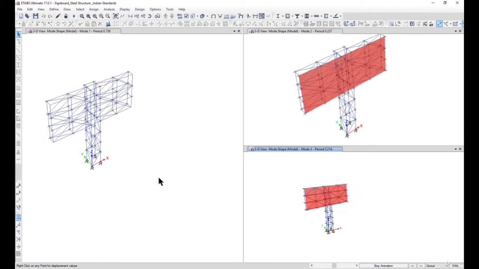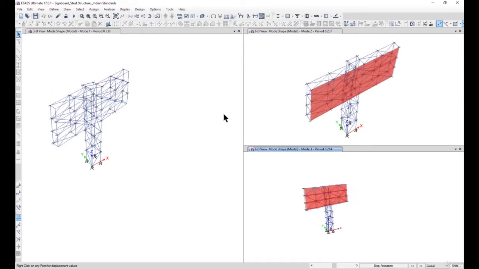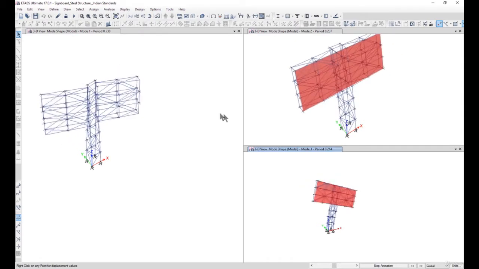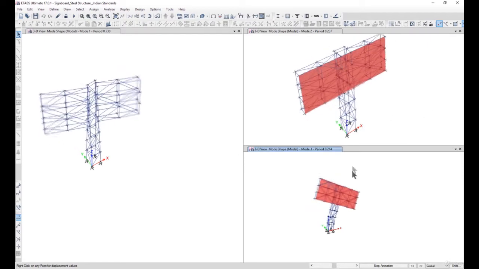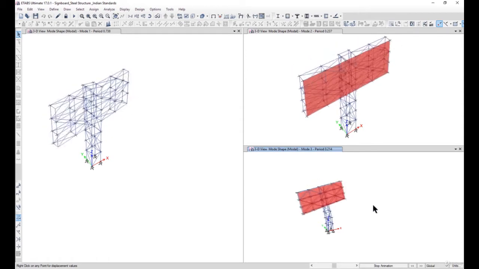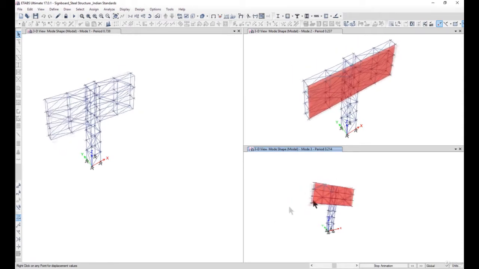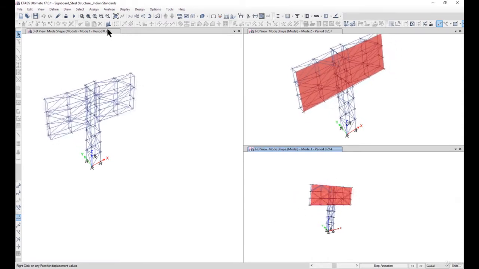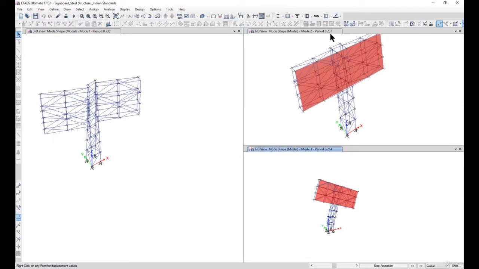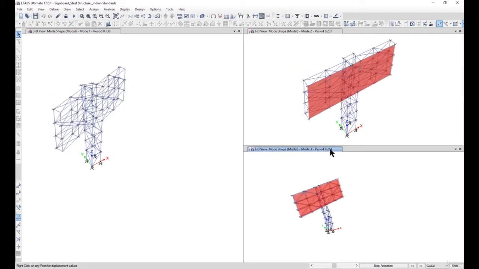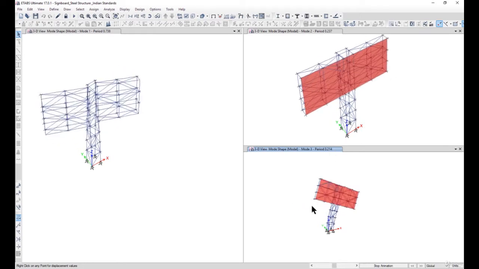So this is the combined behavior. That is, the first mode is our torsional mode, the second mode is a translation mode along the y direction, and the third mode is the translation mode along the x direction. The fundamental time period is 0.738, which decreases to 0.237 and then decreases to 0.214.